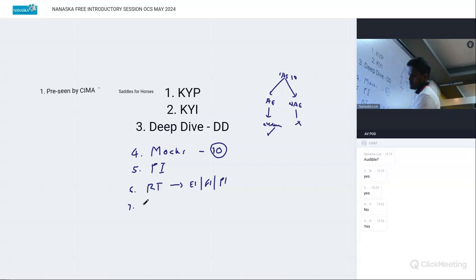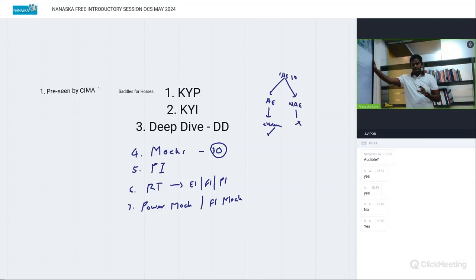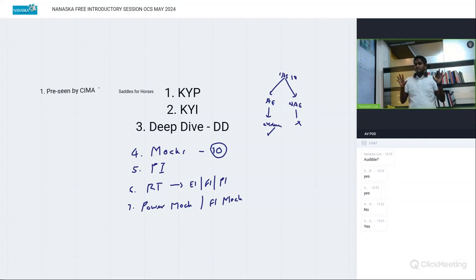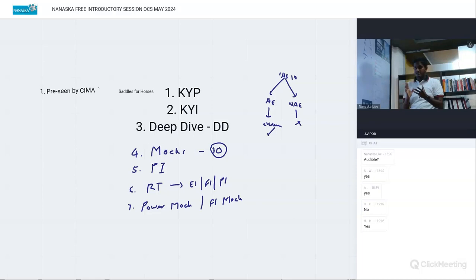So then we give you something called a power mock and an F1 mock, that is a financial mock. There, of course, you don't have to attempt it. We give you the paper alongside the answer reference. The F1 mock will cover pretty much all possible areas with regards to F1 that the examiner could throw up on the exam. Power mock, again, we have segregated into three parts, E1, F1, P1. The main areas that could come up from that respective theory area, and it gives you guidance on what points you have to cover in your answer in case you get a similar question on the exam day. Right? That's about the power mock.